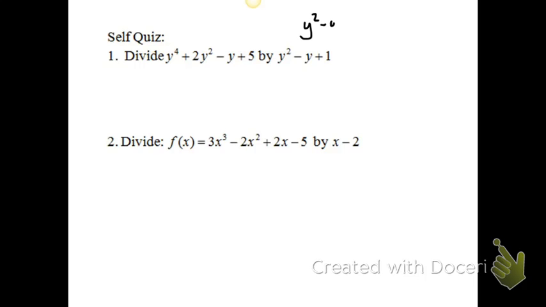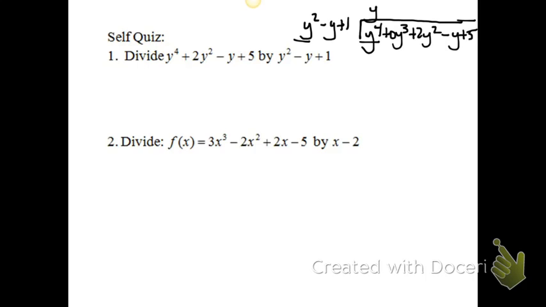Your first thing should be to write the y squared minus y plus 1, that's your divisor. And inside the division bar goes the y to the 4th plus, now there's no y cubed, is there? So I got to do plus 0y cubed, that's important. Then I got to do plus 2y squared, and then minus y plus 5. Do I have all the terms there? Here's my y to the 4th, y cubed, y squared, y, constant. I'm good.